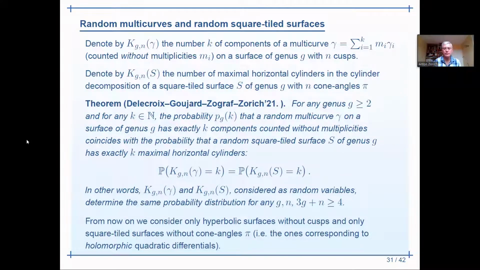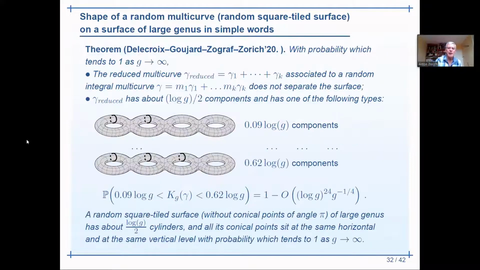And here is, well, it's not the answer, it's just a reminder that frequencies are the same, so the probability distributions for the number of components of a multi-curve and number of maximal horizontal cylinders are exactly the same. It's not asymptotic in large genus, it's for any genus and any n. But now I'm coming back to large genus, and here's the answer.